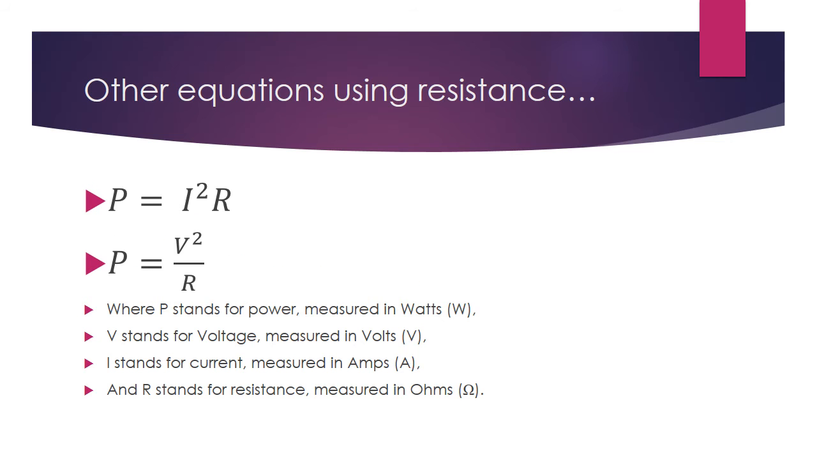There are a couple other equations that use resistance with other things we've already talked about, like power, current, and voltage. One is power equals current squared times R. The other is power equals voltage squared divided by R. So anytime a problem has these kinds of things in it, you can use these equations instead. And these are both on the equation sheet.